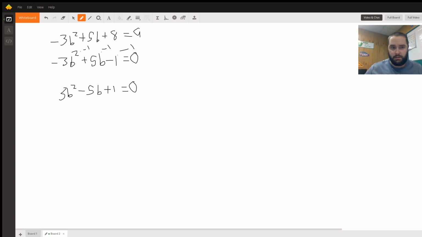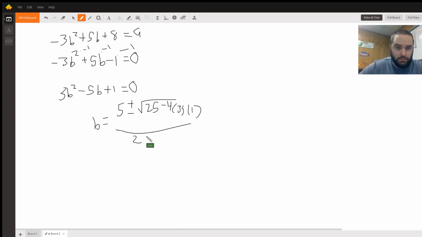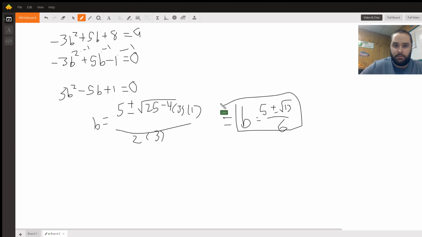And if you solve this, it would be positive 5, b equals 5 plus or minus the square root of 25 minus 4 times 3 times 1, all over 2 times 3, which is 6. So our b values are 5 plus or minus the square root of 13, all over 6. And then if you want the decimal approximations, you can plug those into your calculator to simplify it further.